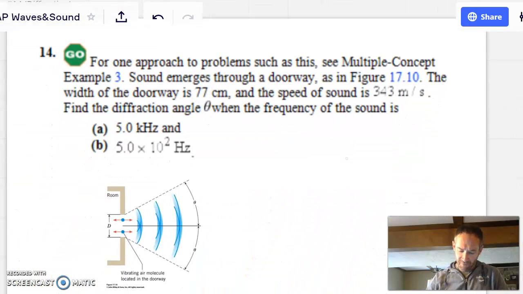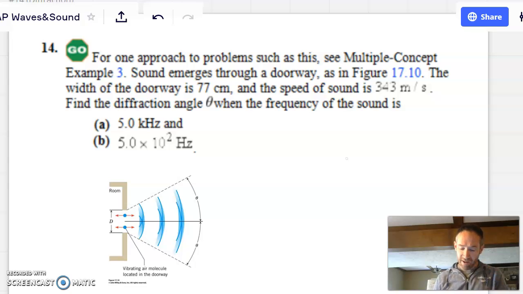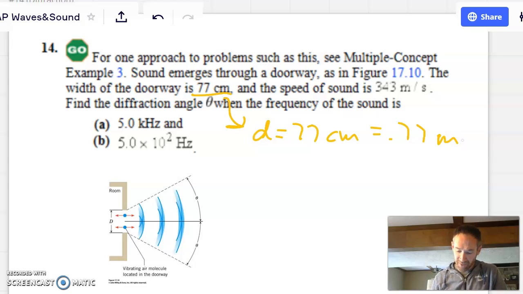Okay, and so now on this example, we have an opening, a doorway, and there are sounds going through the doorway. Now you can see that the doorway is 77 centimeters wide, so a D of 77 centimeters, and we want this to be in SI units because we want numerator and denominator on that diffraction fraction to cancel out. And so I'm going to make that 0.77 meters. And we have a speed of sound here of 343. They're saying find the diffraction angle when the frequency of the sound is 5,000 hertz and 500 hertz.